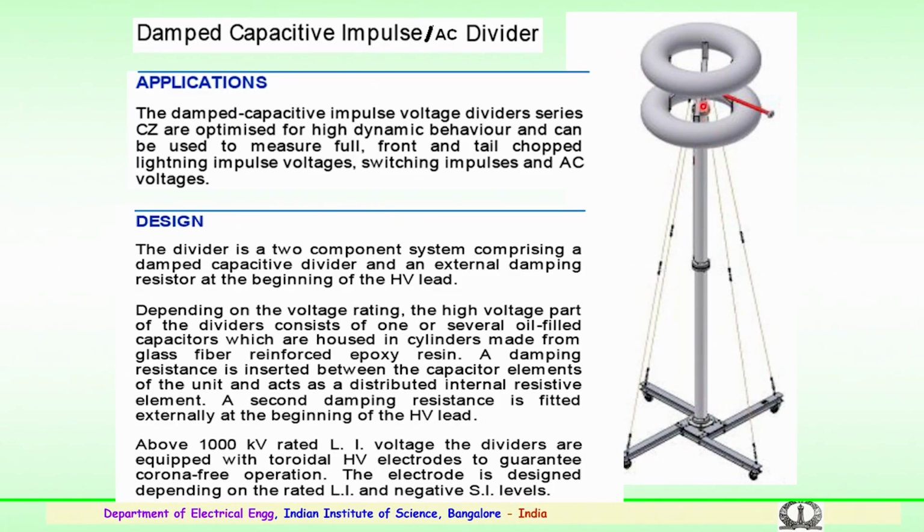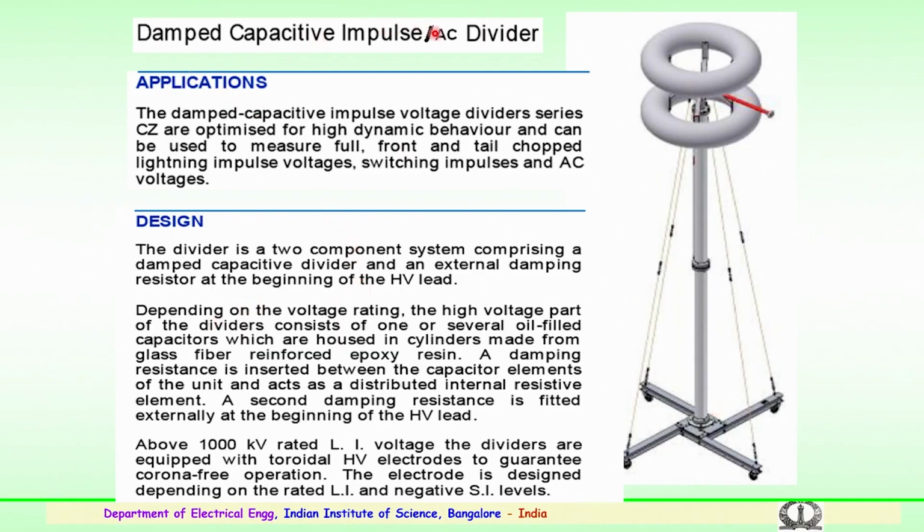These again have corona control rings at very high voltages. The corona could be seen at the metallic ends of the capacitor units which are used for the divider. So, this has to be properly shielded for the measurement, so the corona control rings are used. The design basically consists of two components as shown here, comprising a damped capacitive divider and an external damping resistor in the beginning. So, that is very important.